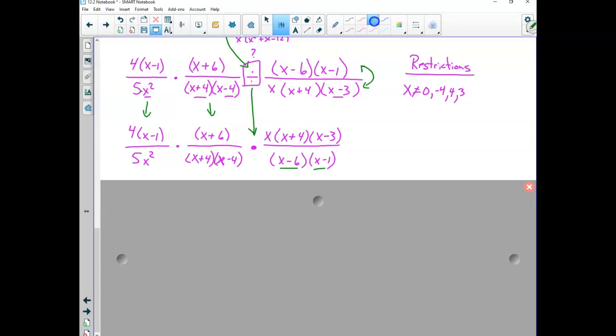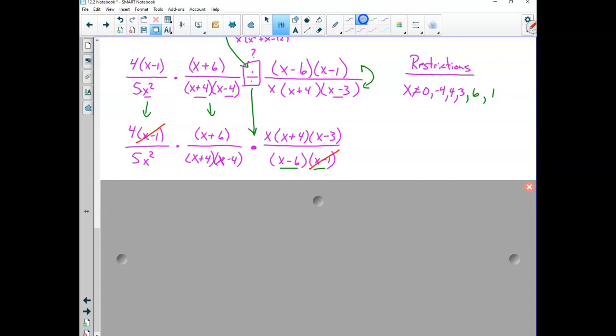I also can't have a 6, that's not in my list, so I got to add it. And I also can't have a positive 1, and that's not in my list of restrictions, so I got to add that. That's a pile of restrictions. Then I come back after everything is changed to multiplication and it's factored. Now I'm like, an x minus 1 gets rid of an x minus 1.